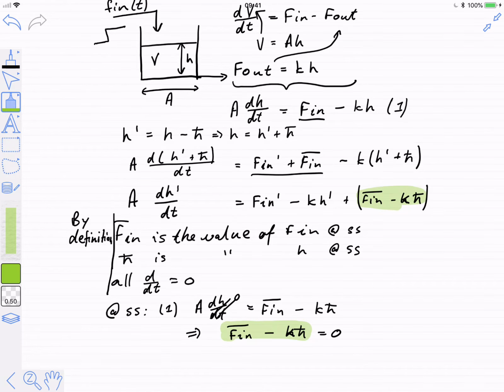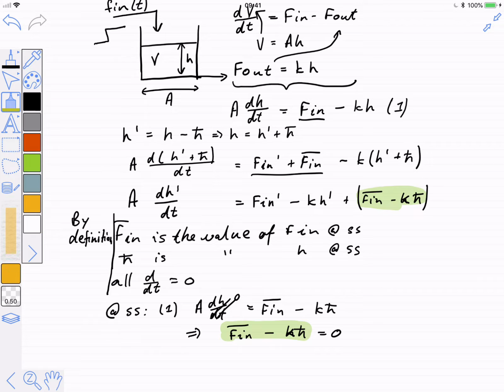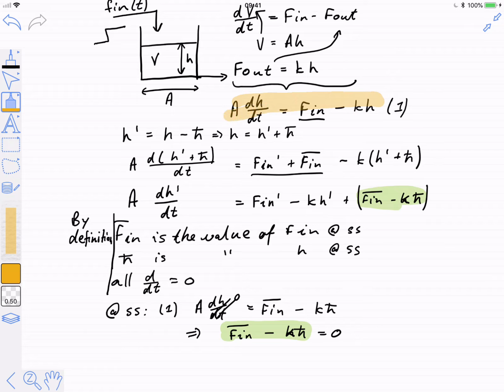I've got this equation over here, which is the version that I started out with, and I've got this equation over here, which is what's left after I've substituted deviation variables. It's the same equation, same form of equation, except that we are now in deviation variables. Okay, so that is like step 1.